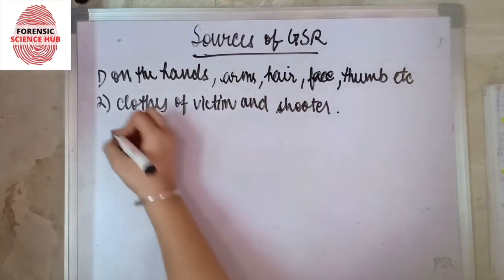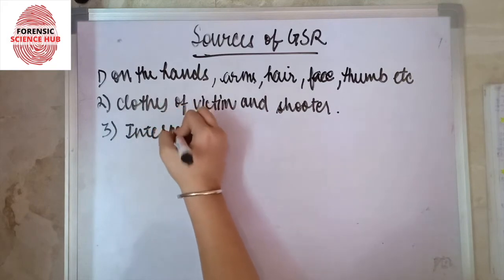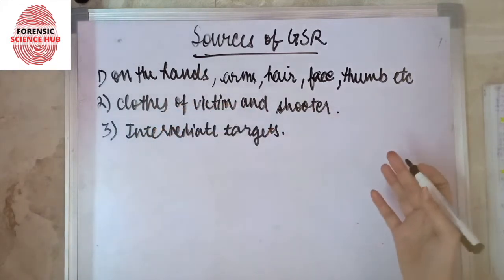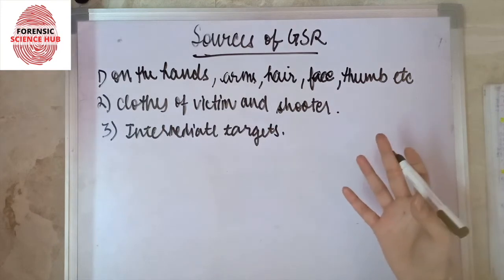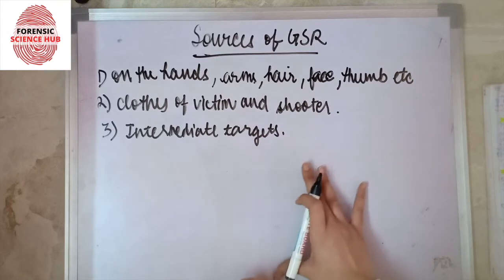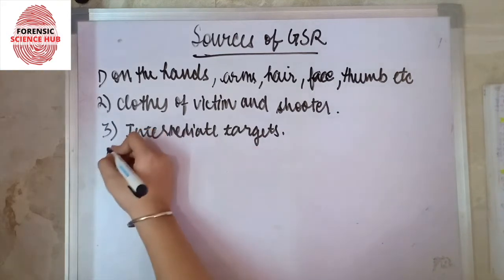Then comes intermediate targets. There might be some targets in between the main target and the shooter, and there is a possibility that the GSR might get deposited on them.